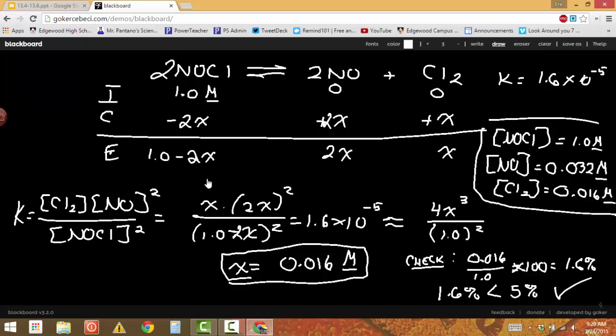Now, when you do the other examples, you're going to have a different I row. The change row is going to pretty much be the same, and your equilibrium row will change based on what your initial concentrations are. Try the approximation rule. For this example, the approximation rule worked. It should work for the other ones because the value of K is pretty small. So give it a try, and if you have any problems, ask in class.